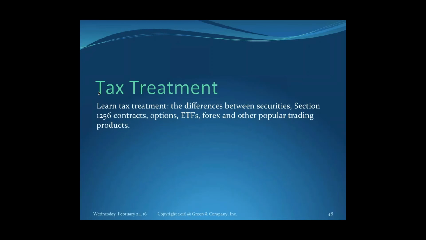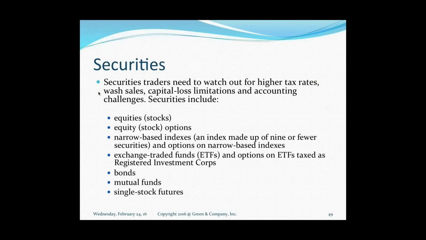Let's talk about tax treatment. You've got to learn the differences between securities, Section 1256 contracts, options, ETFs, Forex, and other popular trading products. Well, securities, those have the higher tax rates, the wash sales, the capital loss limitations, and the accounting challenges. That's your equities, your equity options, your narrow-based indexes made up of 9 or fewer. Most are broad-based, 10 or more. Exchange-traded funds, ETFs, are securities. Bonds, mutual funds, single stock futures.